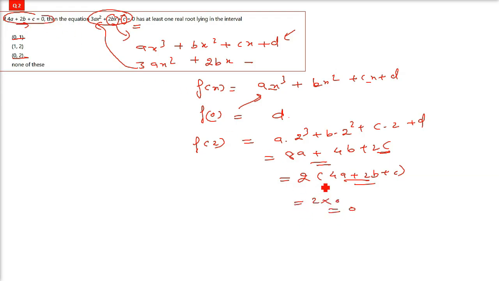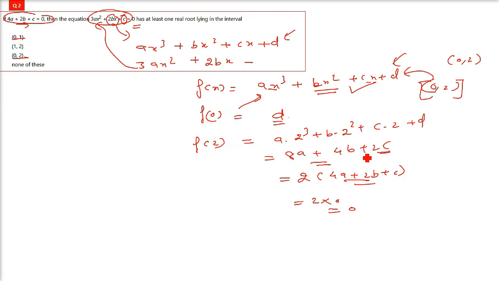So 2 into 0 is 0, but still d is remaining. So what do we get? f0 and f2, they both are equal. I am saying 0 and 2, we have one of the options as 0 and 2. So you can put f0, f1, f2, f0, f2, and after putting all these, I have finally found out that f0 is equal to f2, because they both are giving you a similar value, which is d here.